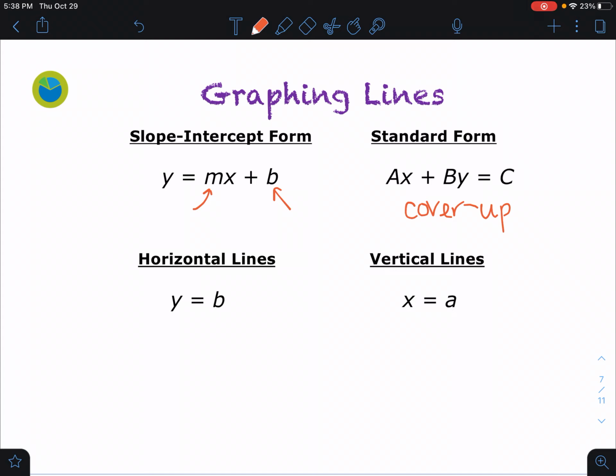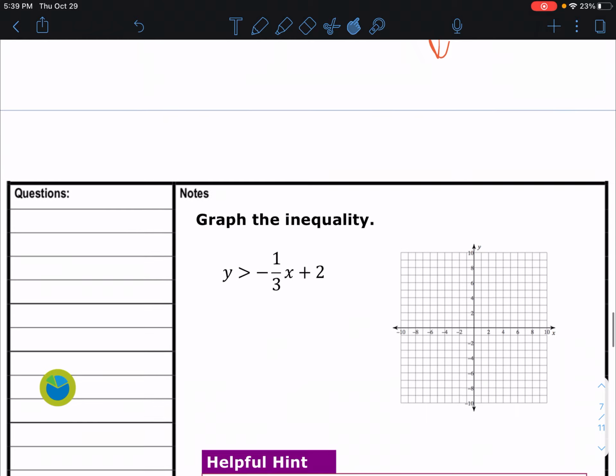If it's a line like y equals b, like y equals 5, you know that's a horizontal line. If it's x equals a number, you know that's a vertical line. So these are the 4 lines we've already talked about how to graph, and now there's going to be an inequality there instead of an equal sign. So how does this work?